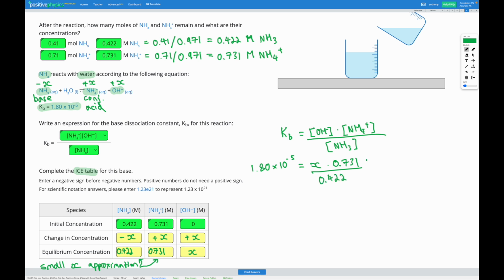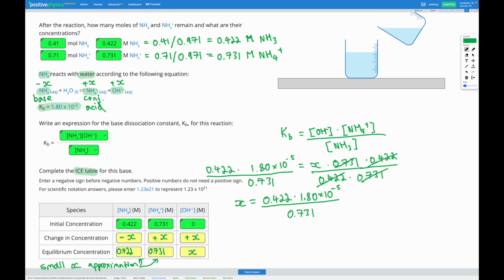I'm going to multiply by 0.422 on both sides so that I cancel that on the right. And I'm going to divide by 0.731 on both sides, so that also cancels on the right. I'm left with x is equal to 0.422 multiplied by 1.80 times 10 to the power of negative 5 divided by 0.731. So if we put that into a calculator, we're going to get out an x value of 1.04 times 10 to the power of negative 5.